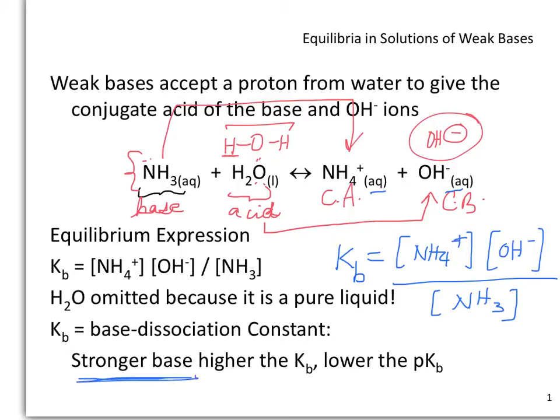Stronger bases will have higher Kb values. That means they will have a potential to be more in the forward direction. That means they generate a boatload of hydroxide. And that automatically means that the pKb is going to be lower as well.